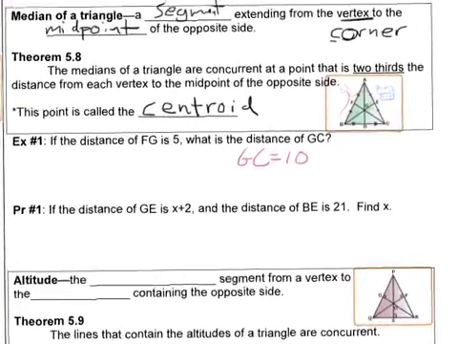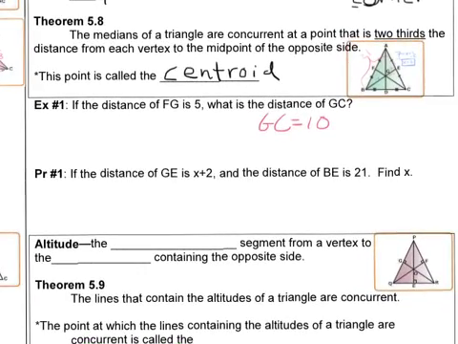So we come down here. If the distance of GE is x plus 2, and the distance of BE is 21, find x. Well, we just found it. We said that x equals 5.